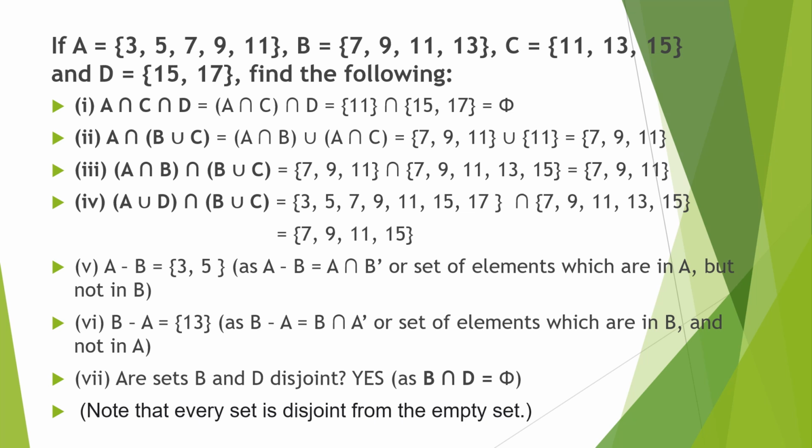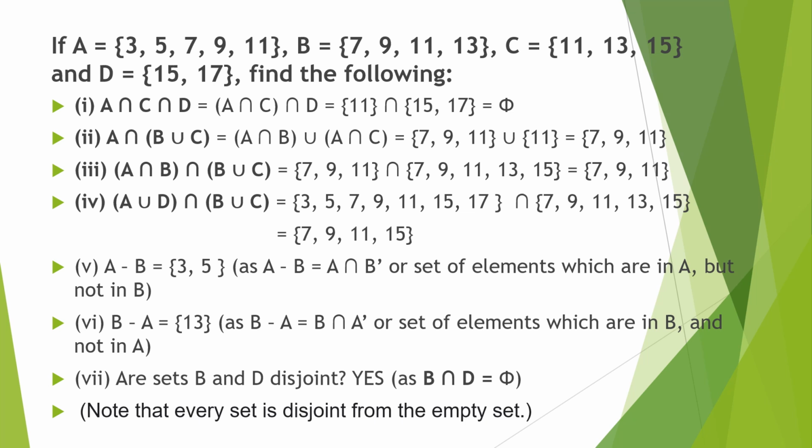Third one, (A intersection B) union C. First of all, A intersection B is 7, 9, 11 and B union C is 7, 9, 11, 13 and 15. Now you have to take the intersection of both of them. So the intersection consists of common elements 7, 9, 11. Fourth one, (A union D) intersection (B union C). A union D is listed, B union C is listed. Now which are the common elements in both of them? 7, 9, 11 and 15.